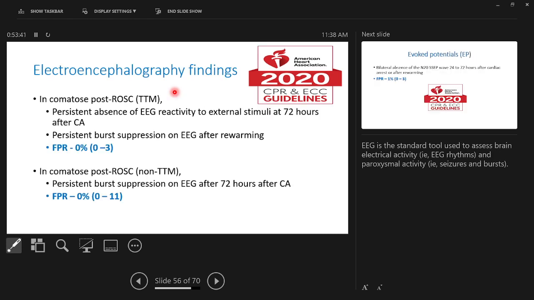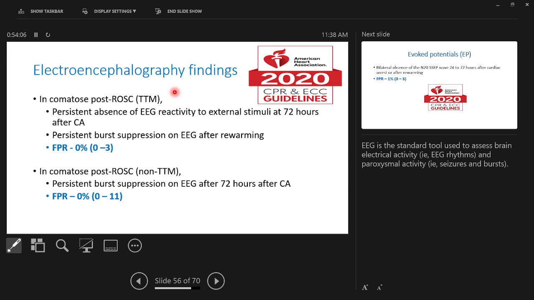And regarding the electroencephalogram findings, in comatose patients post ROSC who are on TTM, if we find persistent absence of EEG activity to external stimuli at 72 hours after cardiac arrest, it predicts a very bad neurological outcome. And if we find persistent burst suppression on EEG or repetitive activity, then it is also a poor neurological outcome.